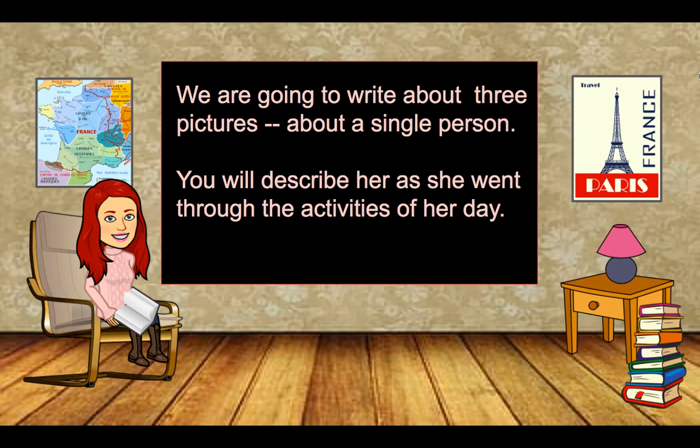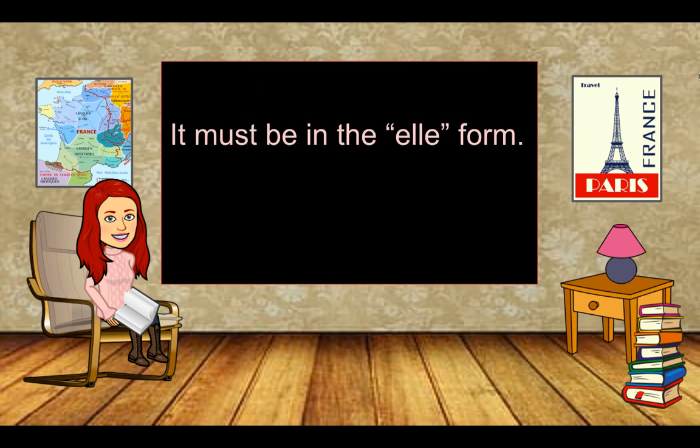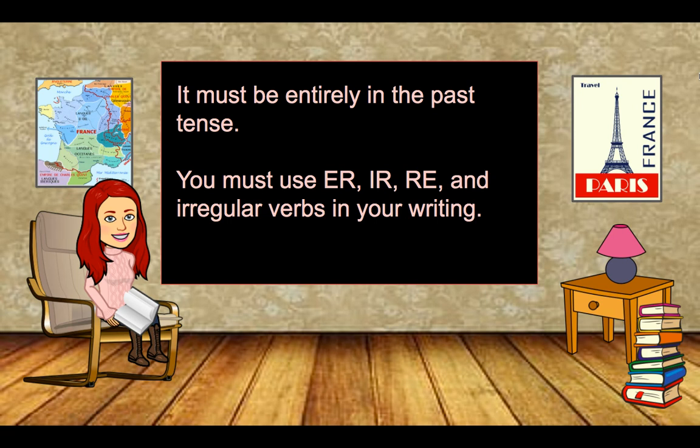Notice it says as she went through the activities of her day. It must be in the elle form. So you're talking about she, you're not talking about yourself. And it has to be entirely in the past tense. You have to use ER, IR, RE, and irregular verbs in your writing. So make sure you get at least one of each of those in your writing. Make sure your past participle is correct. Make sure your helping verb is correct.